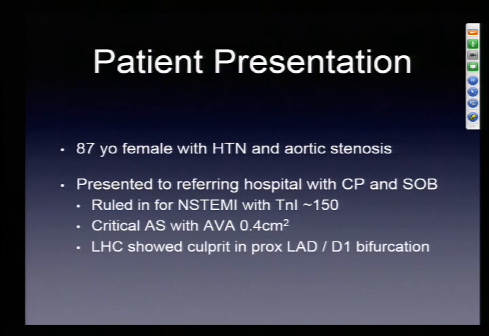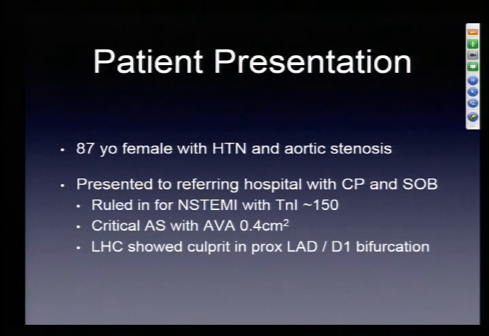So I wanted to switch gears briefly and give you another patient presentation. This was an 87-year-old lady. She had hypertension and she had aortic stenosis. And this was when I was still in St. Louis. She presented to a referring hospital with chest pain and shortness of breath and ruled in for a very significant non-ST elevation MI. Her troponin peaked at about 150, which is pretty high.